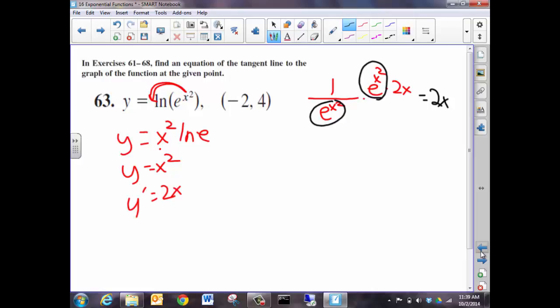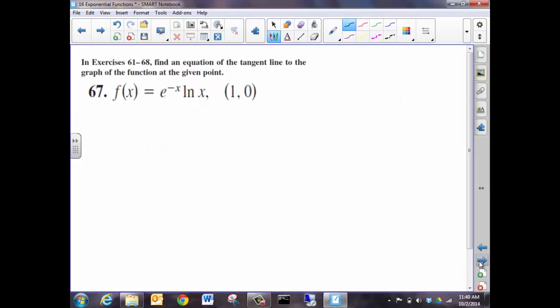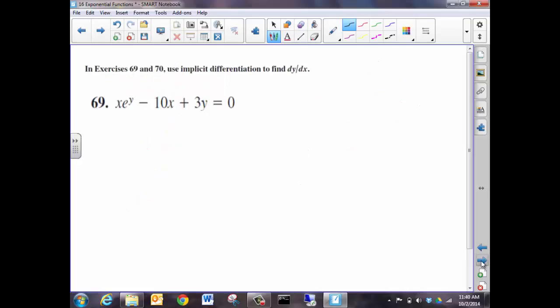Good question. When can I not move the power down? If I had the ln of e x squared. Notice the power. What's being raised to the x squared power? The whole thing on the inside. What's being raised to the x squared power in the original problem? Just the e, okay? Now, just to blow your mind, how do I do that one?